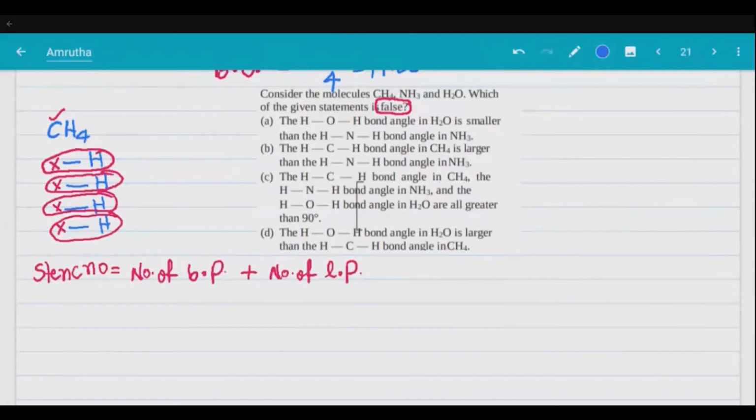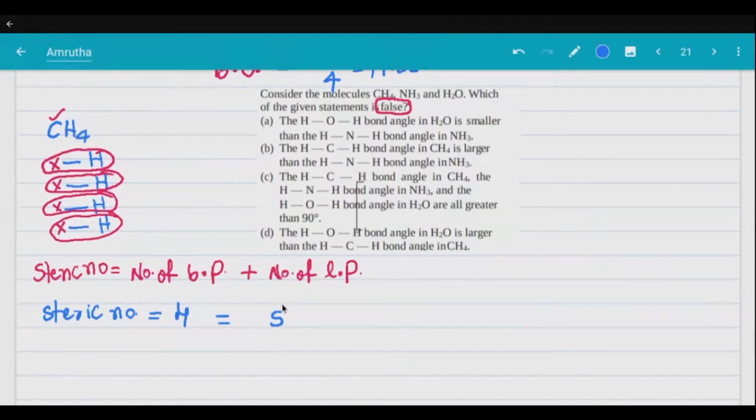Okay, fine. So now what is the steric number here? Steric number is equal to 4. 4 means hybridization we can easily find. What is hybridization? S. Without S, there is no hybridization. Okay, the first should be S.